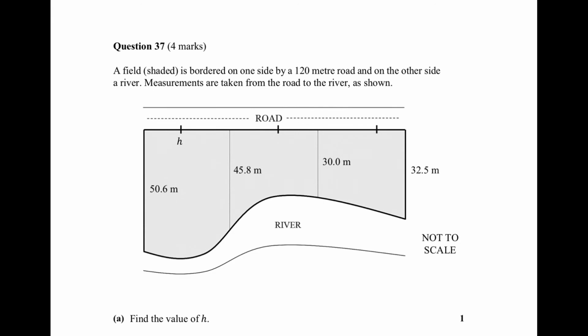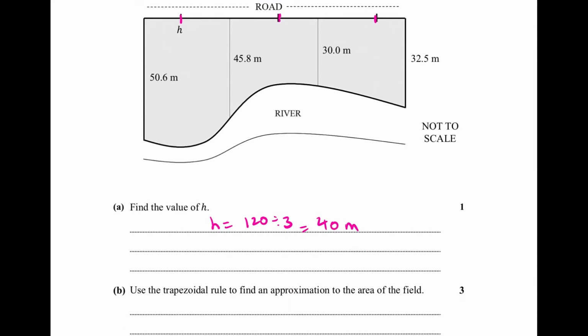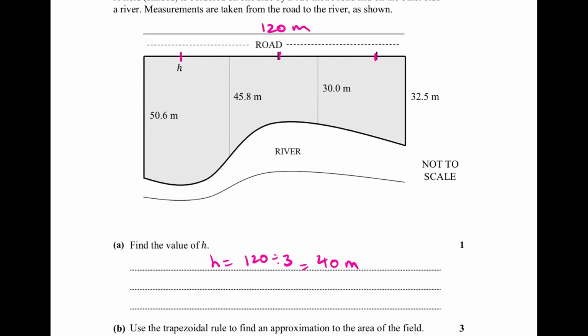Question 37. A field shaded is bordered on one side by a 120-meter road and on the other side a river. Measurements are taken from the road to the river as shown. Find the value of H, which is this length here. Well, the entire length is 120 meters, and I've got 3 equal sub-intervals, so your height is simply 120 divided by 3, so it's 40 meters. That's easy.